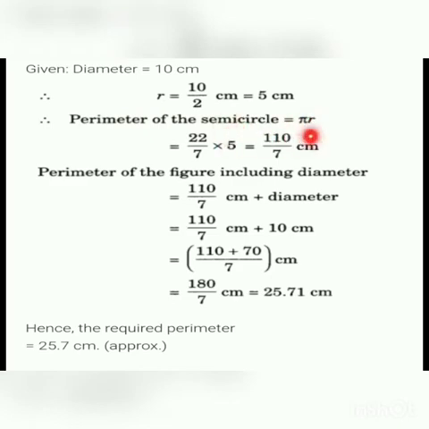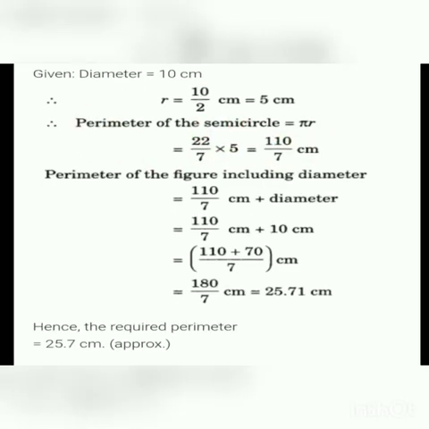Now substituting the value, pi taking 22 by 7, into 5, you are getting 110 by 7. So this is the perimeter. Now we have to find the perimeter of the figure. The figure is a semicircle, whose perimeter we got as 110 by 7, excluding the diameter. So adding the diameter, the value is 110 by 7 plus 10.